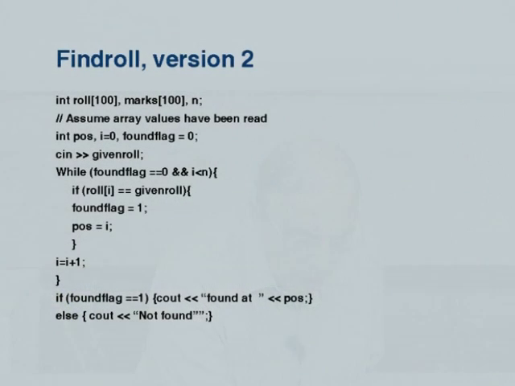Let us look at the next algorithm. This is version 2. This algorithm is a while iteration, so it is very difficult to determine how many times, in terms of n, the algorithm is executed. What is the worst case? Suppose the roll number does not exist at all, then it will be executed n times.